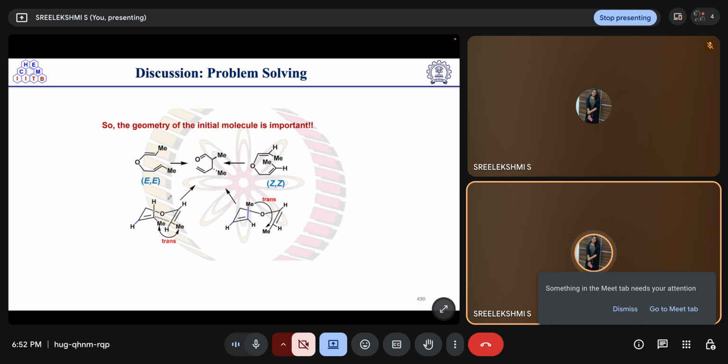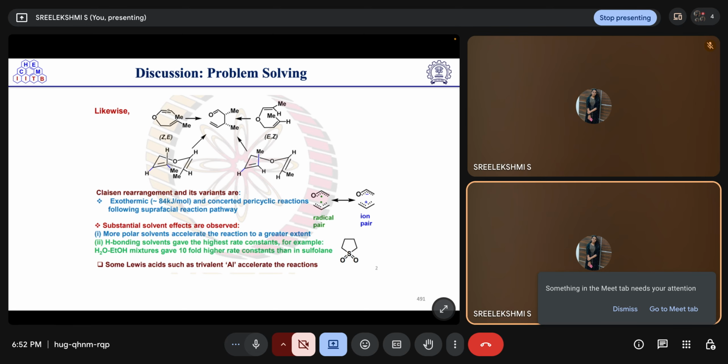So the geometry of the initial molecule is important. If we are starting with this EE, it will go through this particular transition state. As in the starting material, this methyl and this methyl will be in trans position, and we will get this product, and here also this will be in trans configuration, so we will get this product. If we see this also, here ZE and this EZ, this is going through a different transition state geometry, but the product we will get will be the same.